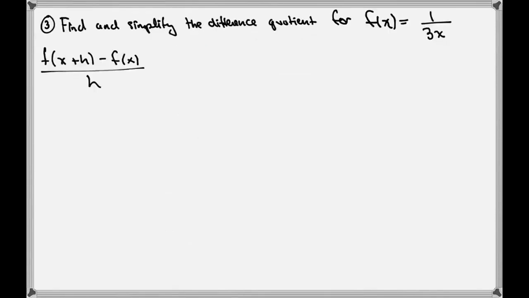Find and simplify the difference quotient for the function f of x equal to 1 over 3 times x. I've set you up with the formula for the difference quotient. I'd like you to evaluate it using this function and simplify as much as possible. Pause the video, give it a shot, and then see how we do together.